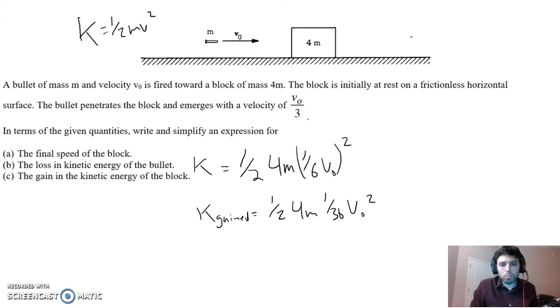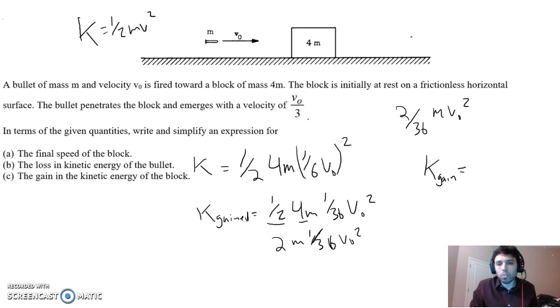Basically just multiply all these coefficients, right? We have a 1/2 and a 4 and a 1/36. So 1/2 times 4 is 2. So we have 2m times 1/36 v naught squared. And then what's 2 times 1/36? Well, 2/36, right? So we get 2/36 times m times v naught squared, and then we can simplify that fraction down some more. It's going to be 1/18. So the kinetic energy that the block gains is equal to 1/18 times m times the initial velocity squared. Right? And there you go.